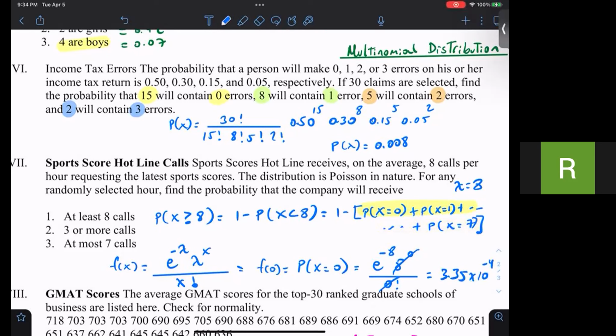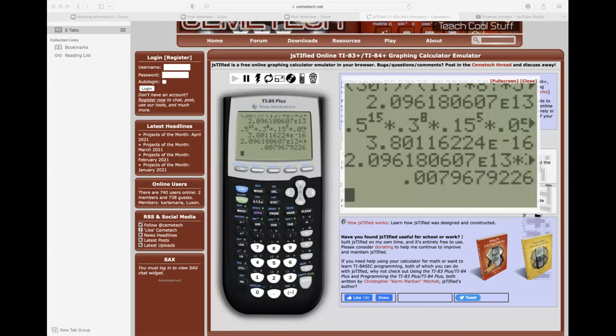So how do you put this in the calculator? So I'll show you really quick. So you have to do it like this. I don't know if you can see that. Let's see. Let me see if you can see that.